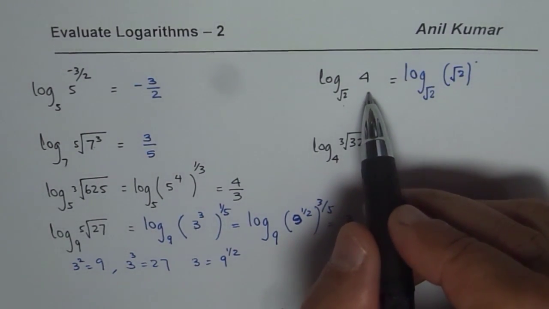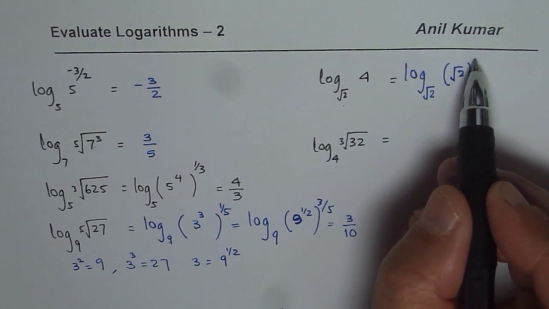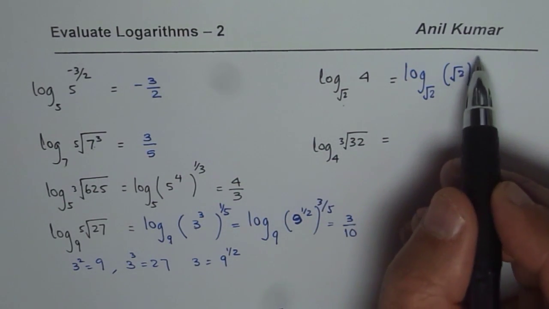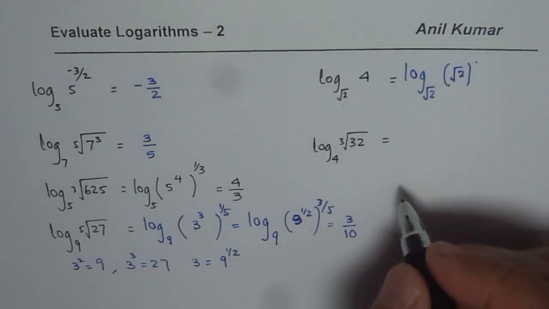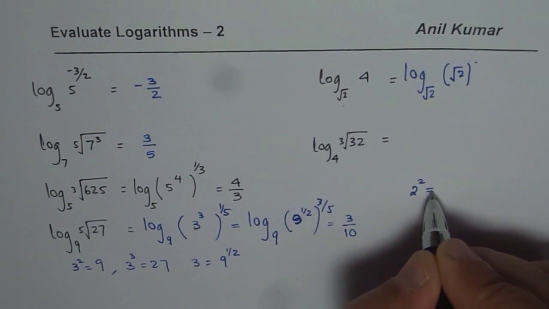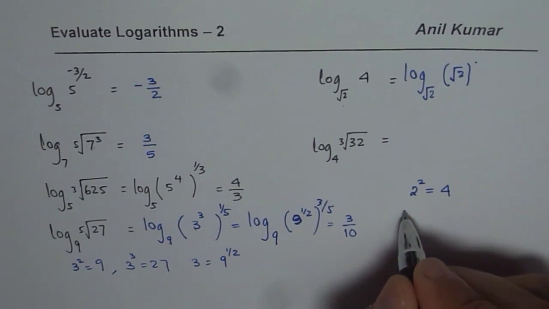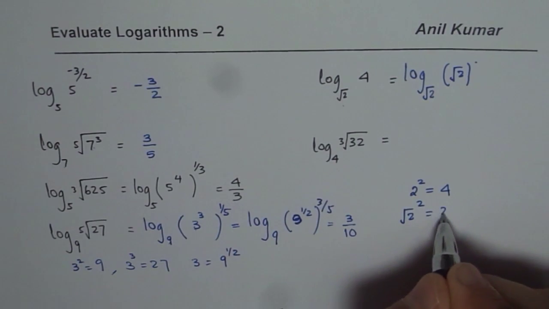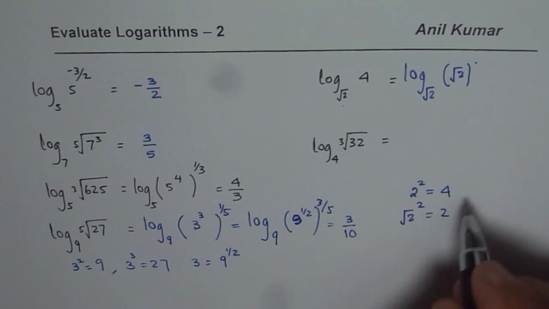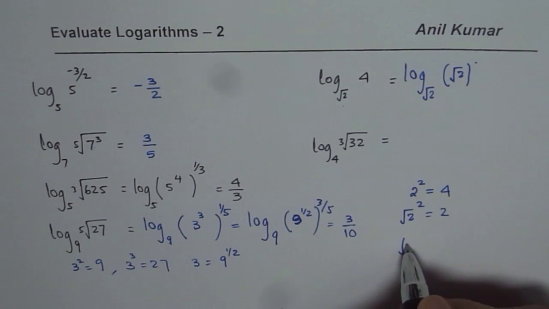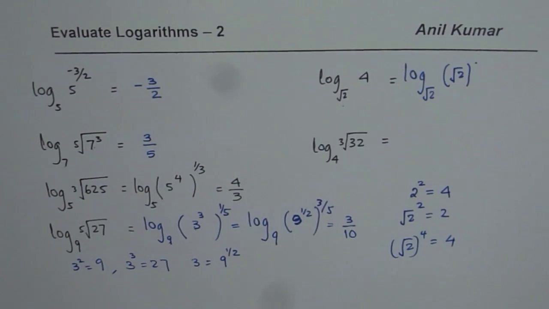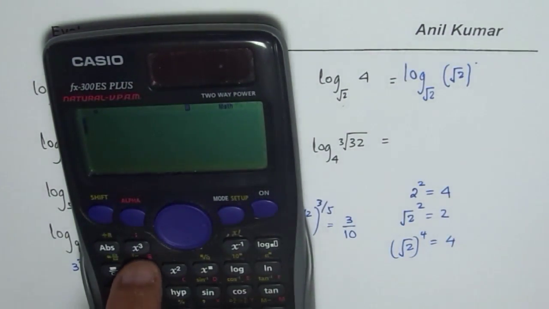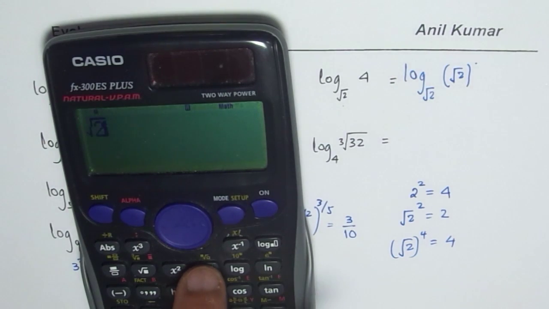Now, if I do square, you get 2, right? So square of square could give us 4. That is what you could think. So let's think about it. 2 square is equal to 4, correct? And square root 2 square is 2, right? So that means square of square, correct? So square root 2 to the power of 4 should be 4 for me. Okay, let us check. We have square root 2, and we will do power of 4 and then calculate how much it is.